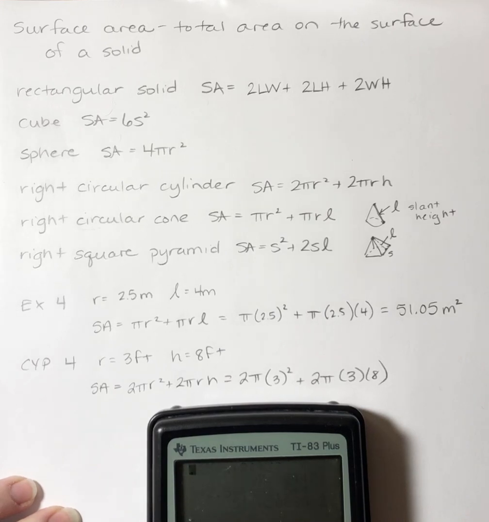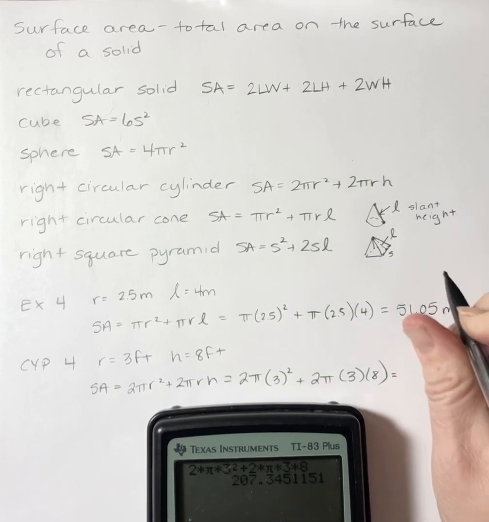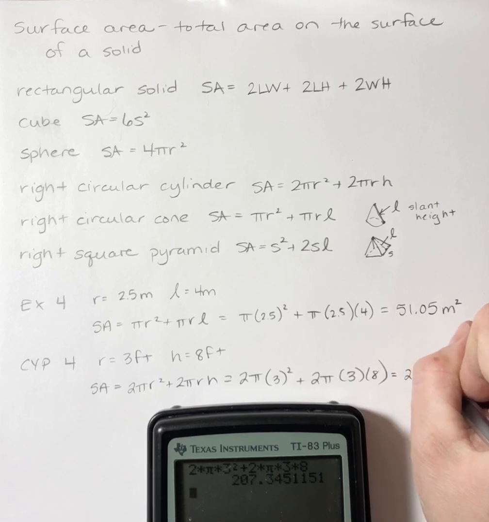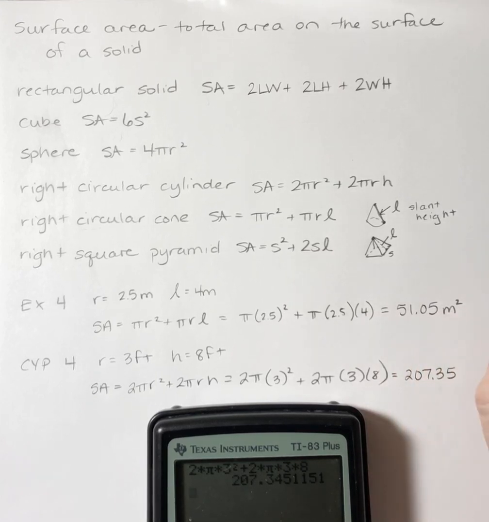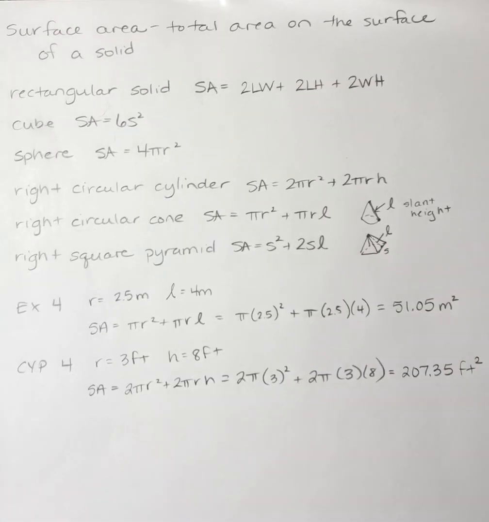So again, we can just go to the calculator. And I get 207.35 to the nearest hundredth. And again, it's an area, so it's going to be in square feet.